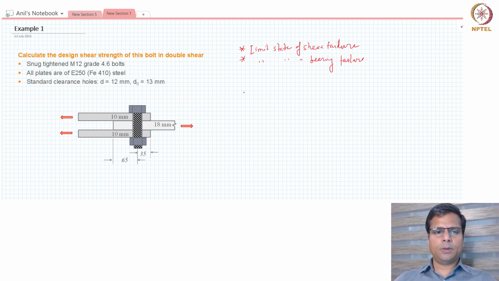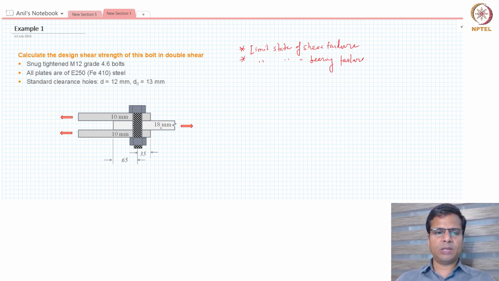So let us do one example here. Here you can read the example. It is required to calculate the design shear strength of this bolt in double shear. Why am I calling it double shear? Because it is basically one plate here which is connected to these two plates. This is a lap joint type of a connection.